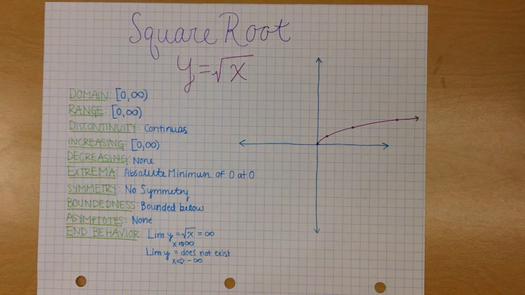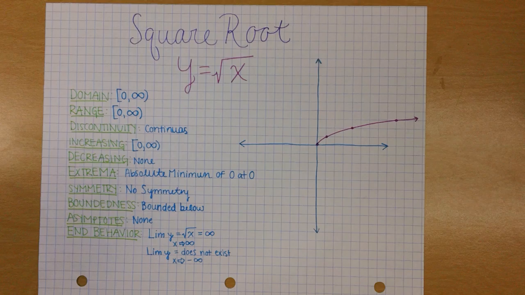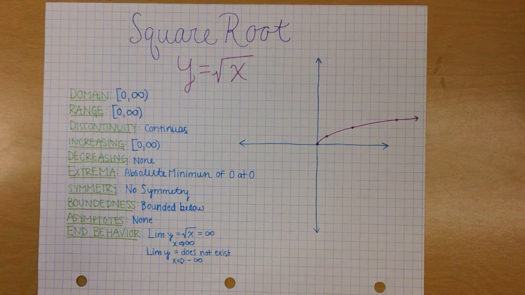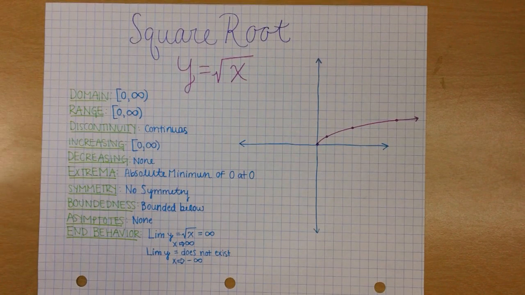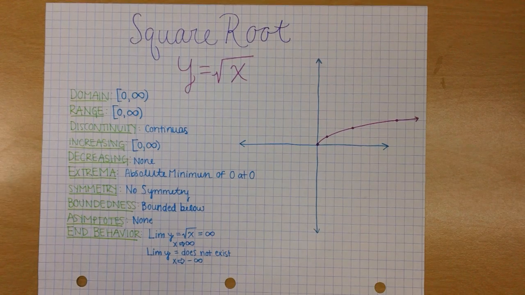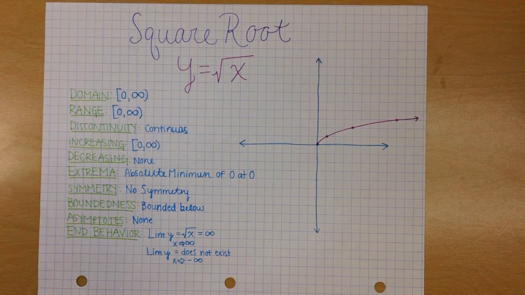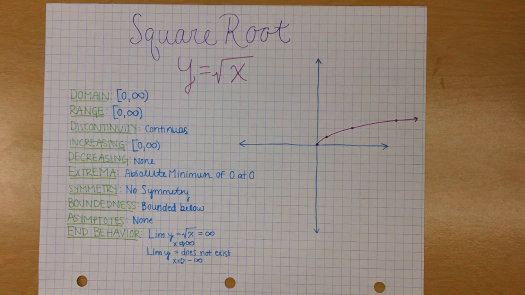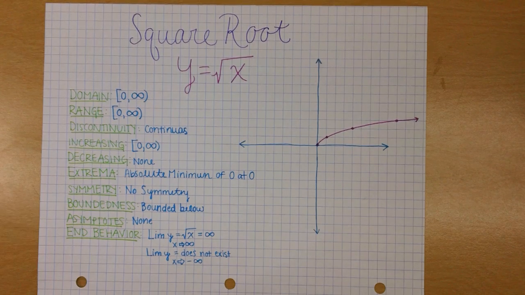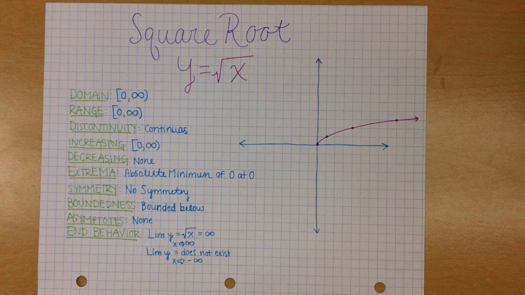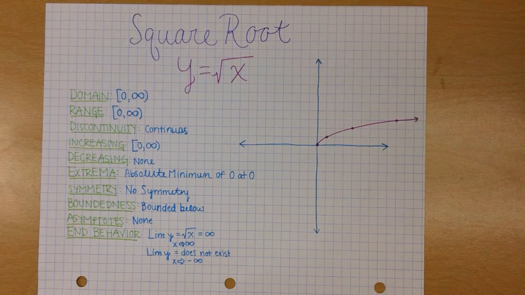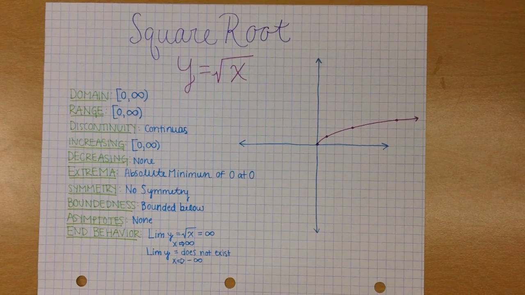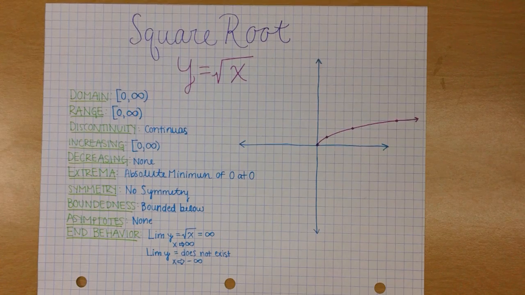We have the square root function. The function is f of x is equal to the square root of x. The domain is 0 to infinity, and the range is 0 to infinity. This graph has no discontinuities and is continuous. The graph increases from 0 to infinity. It does not decrease at any time. There is an absolute minimum of 0 at 0. The function does not have symmetry, and it is bounded below.